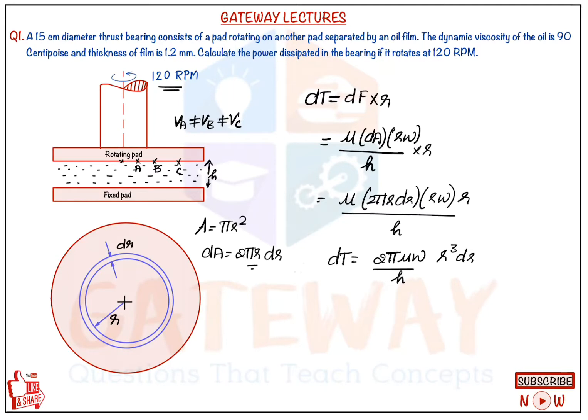Right, now we'll do integration. At the center the torque will be 0, and at the extreme the torque will be capital T. And similarly, since torque is also varying as force is varying, at the center radius will be 0 and at the extreme radius will be capital R. When we apply integration, we will get the torque T as pi mu omega capital R power 4 divided upon h.